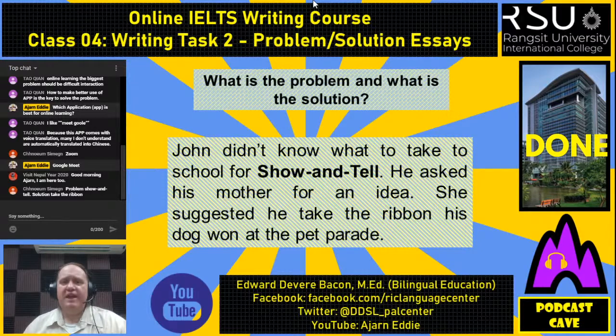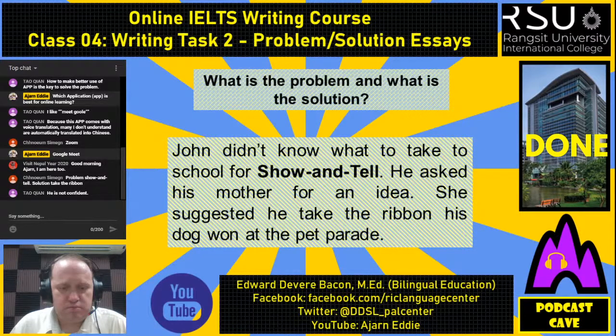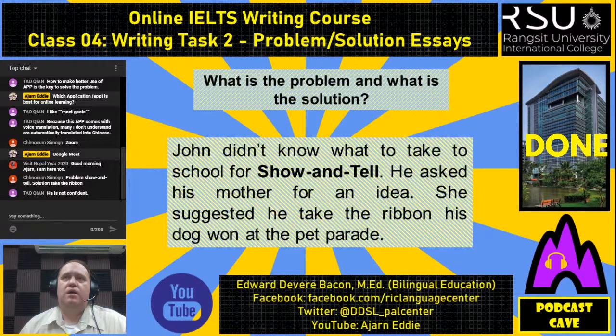So with this, when you're writing an academic essay, I'm speaking not in terms of IELTS, but in a typical essay, what you want to do is write one paragraph talking about the problems and one paragraph talking about the solutions. And let me see, what does this say? Tao says he is not confident. Okay. Tao, you want to be a little more descriptive. He is not confident in what? He's not confident in what to bring for show and tell.